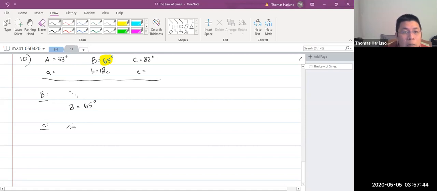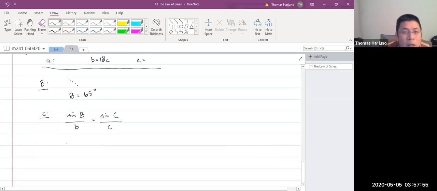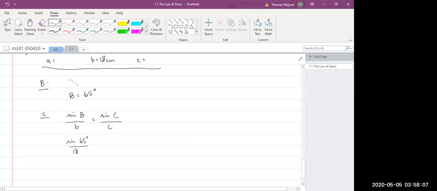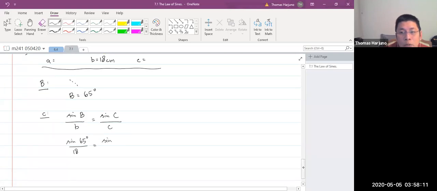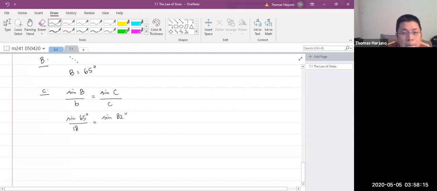So I will use sine B over B equals sine C over C. And then sine 65 degrees over 18. Is it centimeter? Yes, centimeter. Equals sine 82 degrees for C, and then cross multiply. C sine 65 degrees equals 18 sine 82 degrees. Okay, so C equals 18 sine 82 degrees over sine 65 degrees.